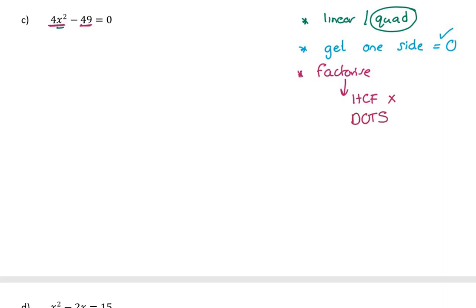I check for a difference of two squares. Now this is a difference of two squares because it's a difference, and these are both perfect squares. So one's a plus, one's a minus. So what multiplies by itself to give me 4? This is 2 times 2, and x times x will give me x squared, and 49 is 7 times 7. Last step, each factor could equal 0.